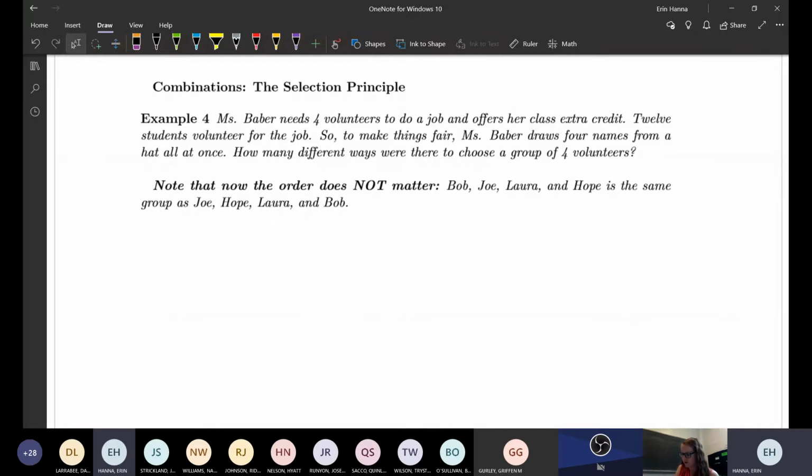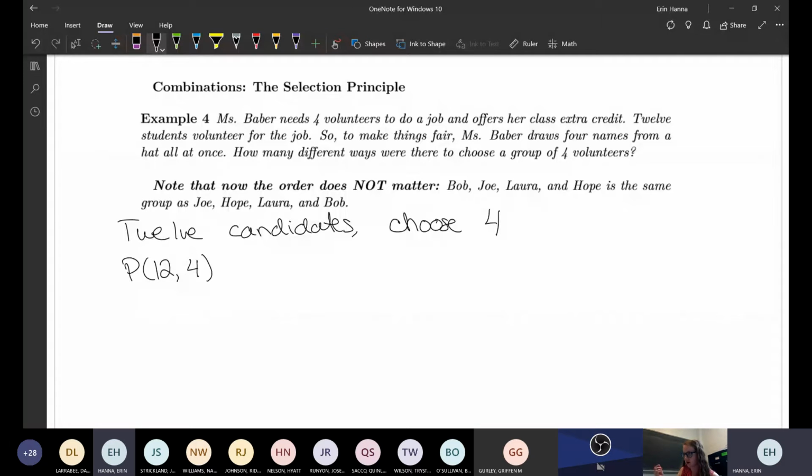So if we think about this, we have 12 candidates, and we want to choose 4 of them. So if we take the arrangement of 12 items into 4 pieces, that's going to count too many. So this overcounts, since order matters in arrangements.